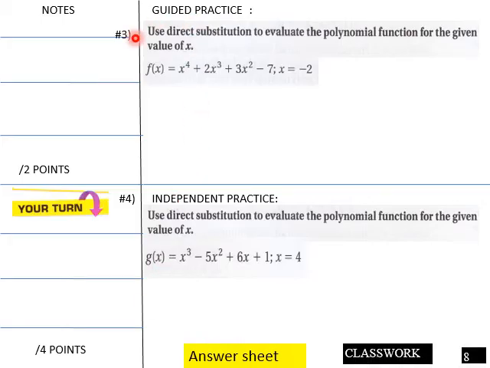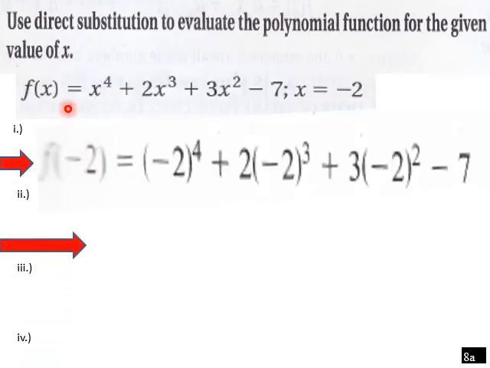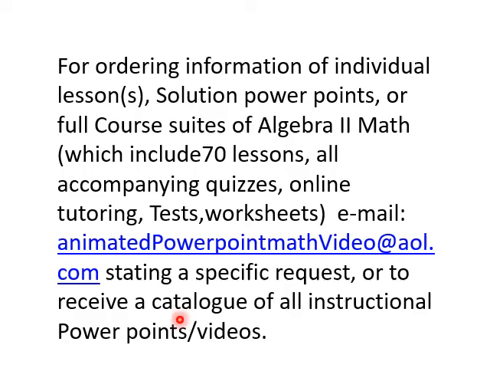So now we have this one to practice. Use direct substitution to evaluate the polynomial function for the given value of x. Here's our given value of x, -2. Students, do this one down here. For your given value of x, substitute in. When we substitute -2 in, we get this: 16 minus 16 plus 12 minus 7 is what we simplified to, which equals 5.